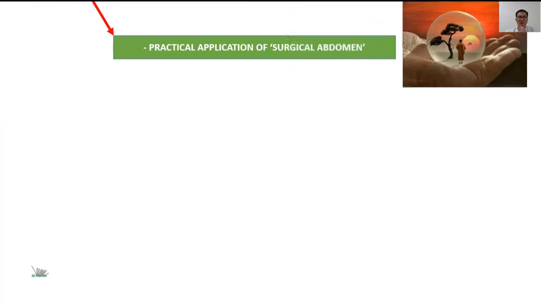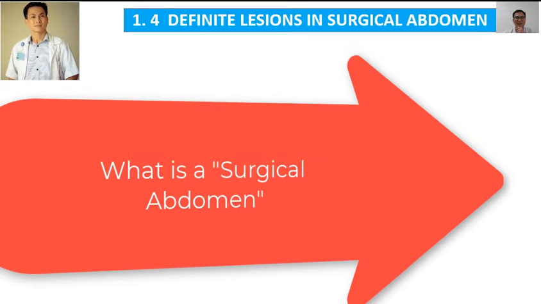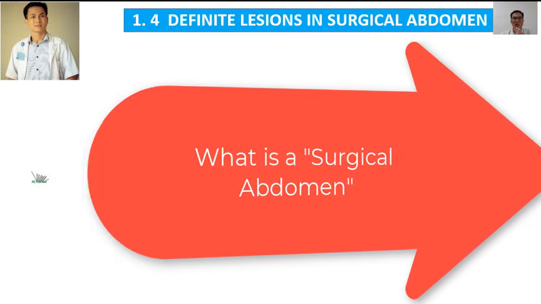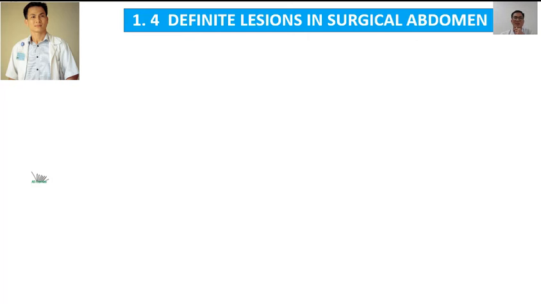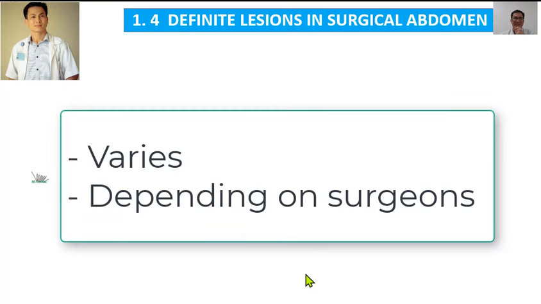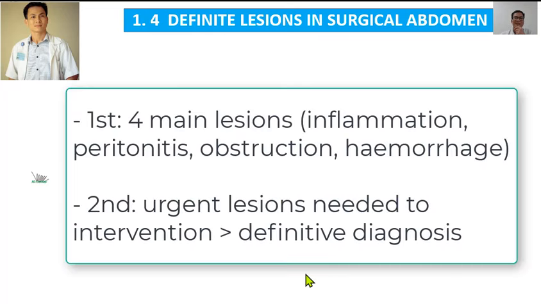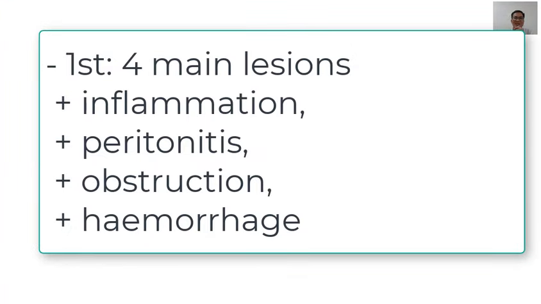To begin, we need to clarify what is meant by a surgical abdomen. So a surgical abdomen is a clinical term that varies in definition depending on the surgeon, but it is generally understood and applied in context. The first meaning is that surgical abdomen refers to the 4 main lesions that typically necessitate emergency surgery or intervention.